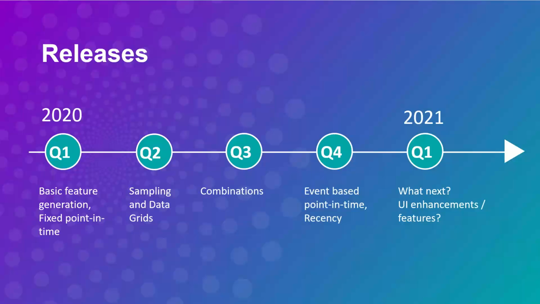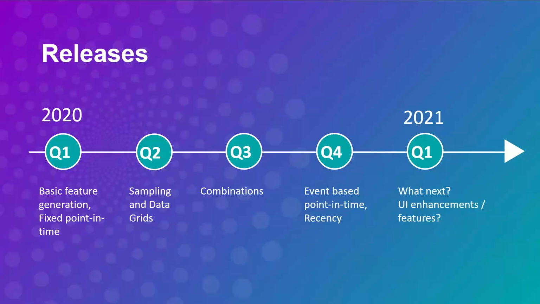There are improvements to that that have been made in each of the subsequent releases, the Q2 and Q3 releases, where we introduced the ability to run sampling, for example, and I'll try and remember to show you how to set that up. In Q3, we introduced combinations. That's the sort of X and Y purchases we just saw on the chart.